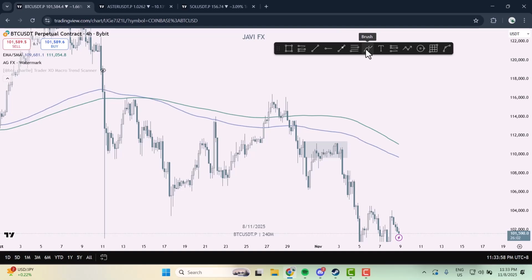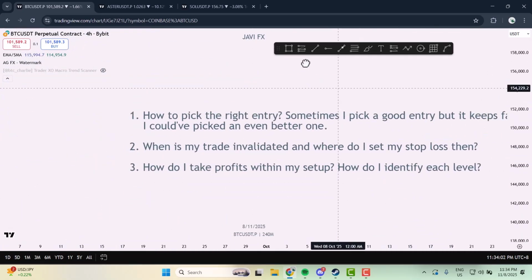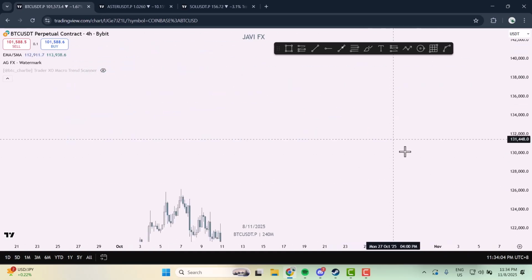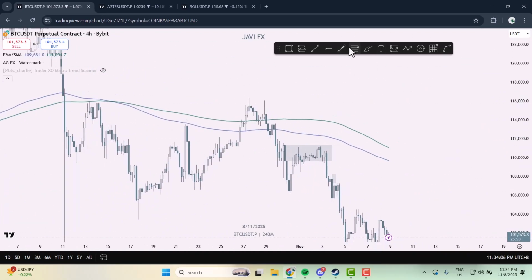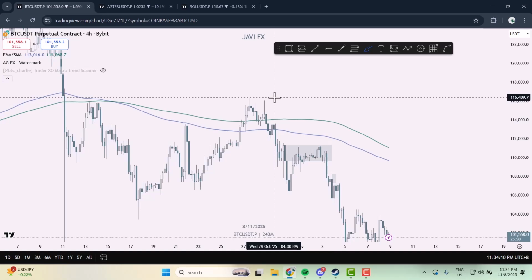So to answer this, how to pick the right entry. At this particular point in time, we don't know what's happening just yet. Our true break of structure to the downside is this.